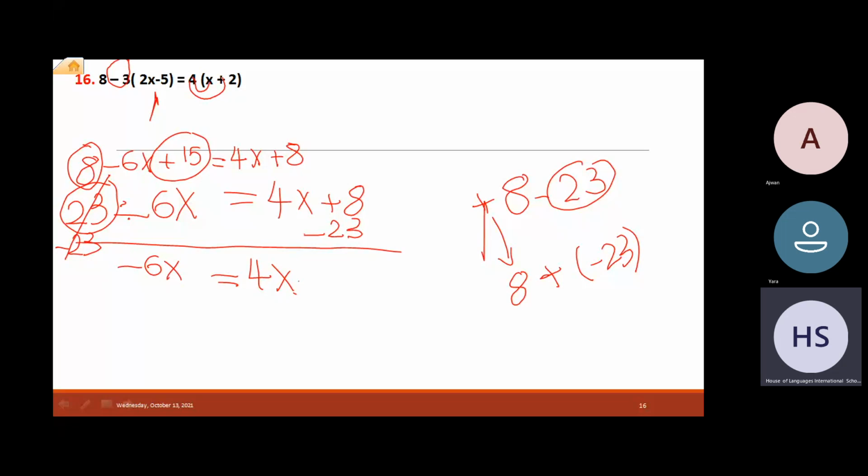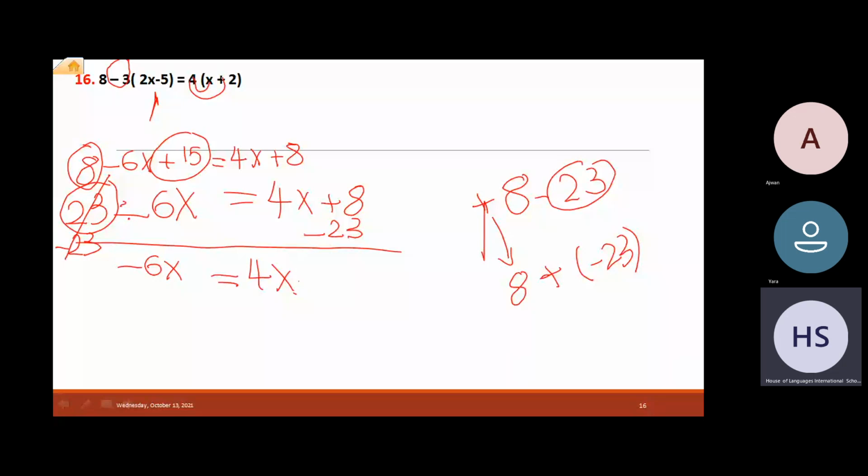So we multiply 4 by x and then 4 by 2. Then it's 4x plus 8. Here I said then I combine 8 and 15. I get 23. I need to move 23 to the second side in order to cancel it, in order to put the variables on one side and the constants on the other side.